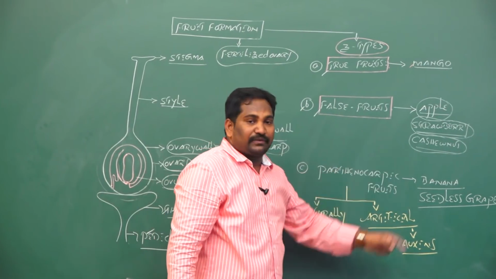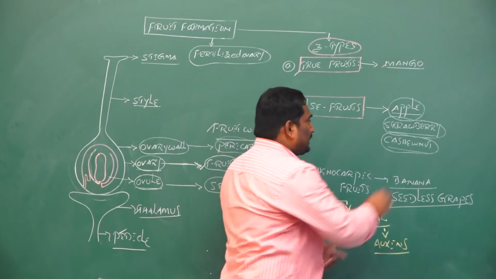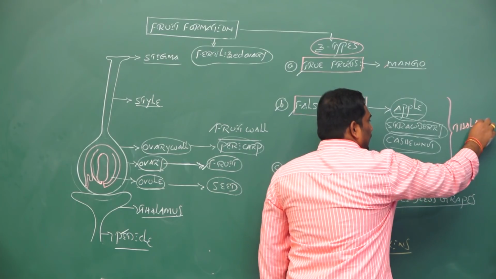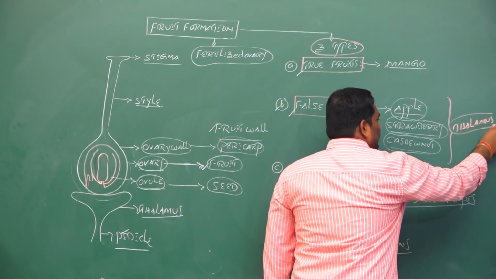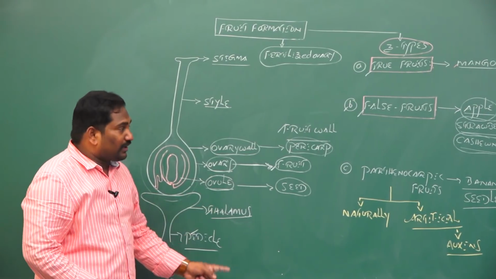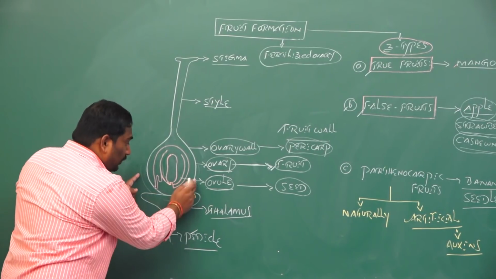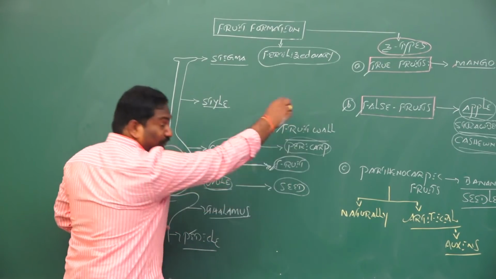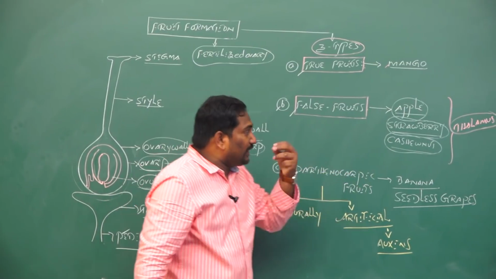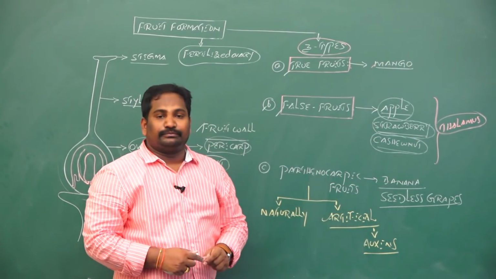In these three different fruits, the edible part is thalamus. The reason is, in false fruits like apple and strawberry and cashew nut, along with ovary, thalamus can develop into fruit. So, in apple and strawberry and cashew nut, the edible part is thalamus.